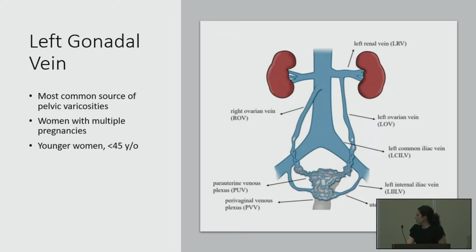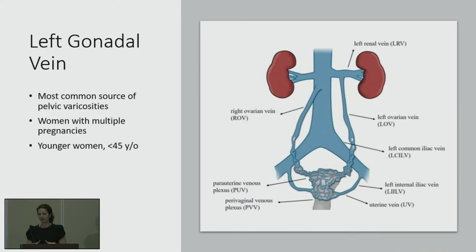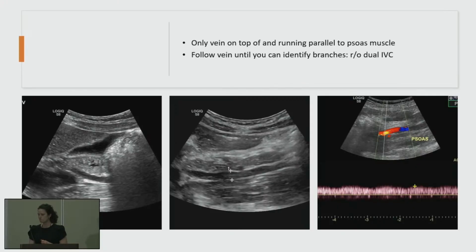And then the most common source for periuterine varicosities would be reflux within the left gonadal vein. Now these are typically going to be female, women that have had multiple pregnancies. They're going to be younger, so pre-menopausal, and lower in BMI. So they're small women that have had large babies, that tends to be the patient type that we're seeing.